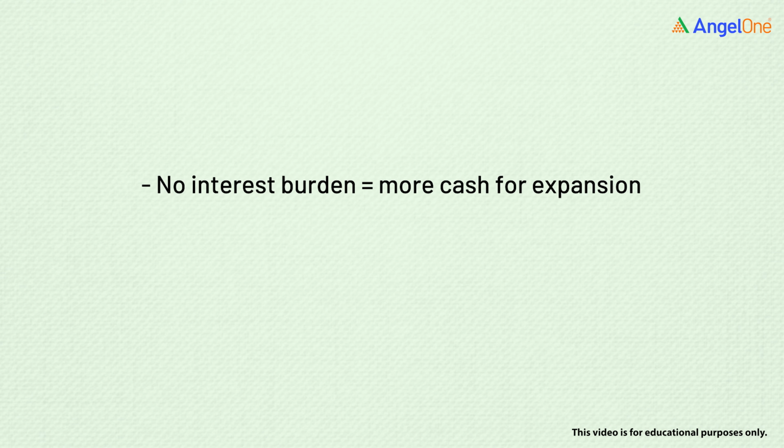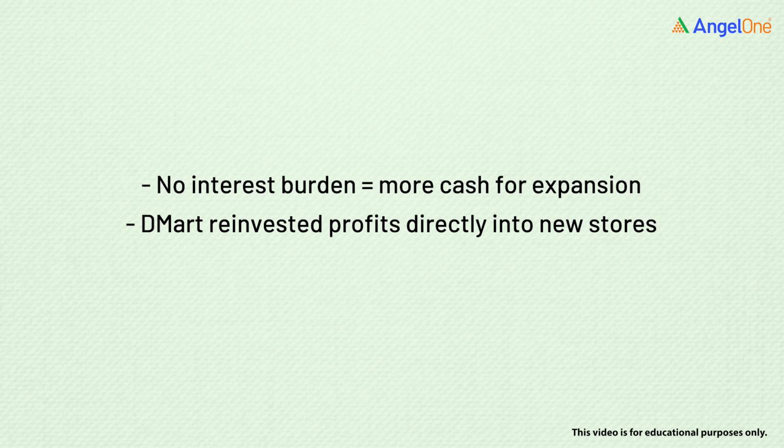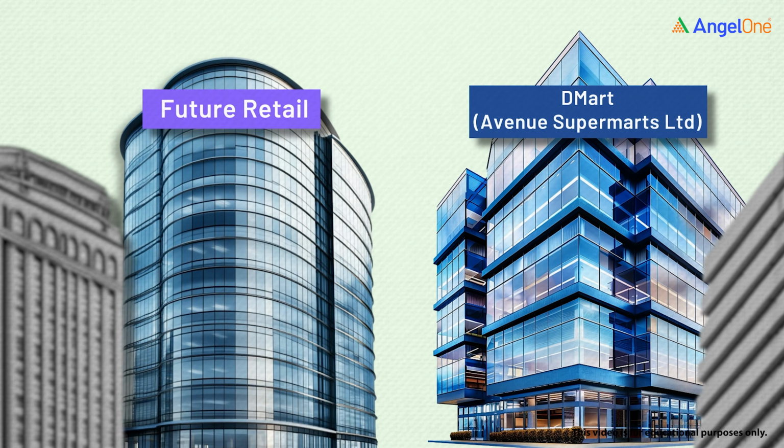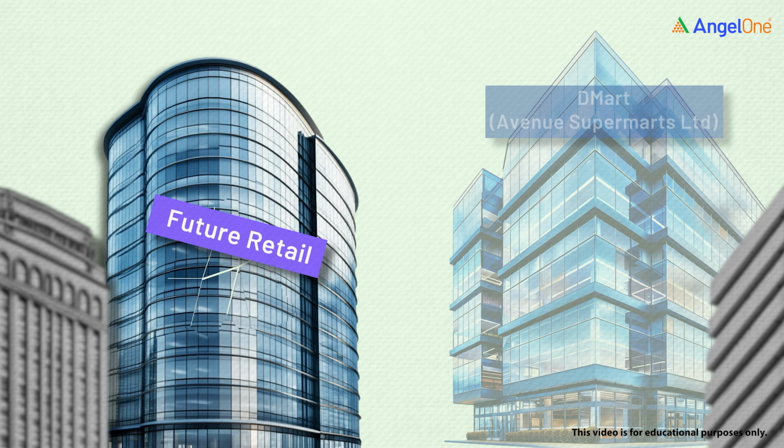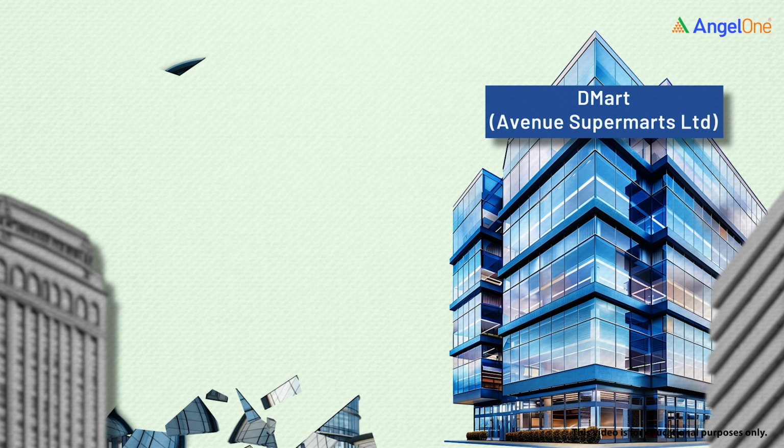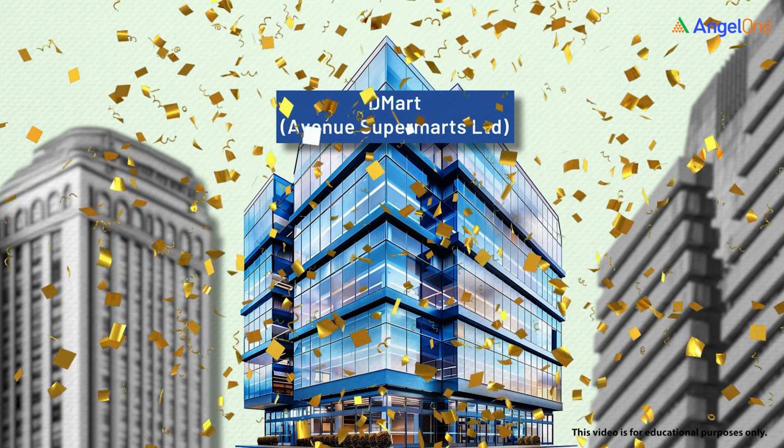And this debt reduction played a significant role in the growth of DMart. No interest burden led to more cash for expansion. DMart reinvested profits directly into new stores and strong return on capital. Two companies started in the same industry. One took on more and more debt and collapsed. One avoided debt and became India's most successful retail chain.